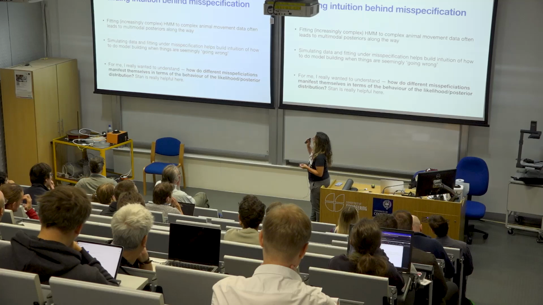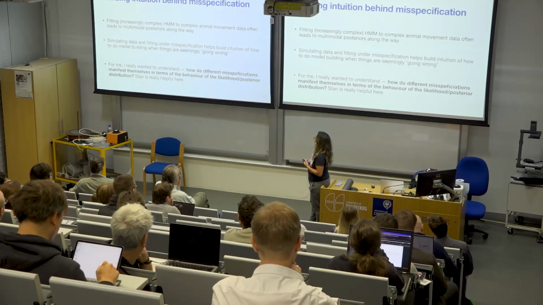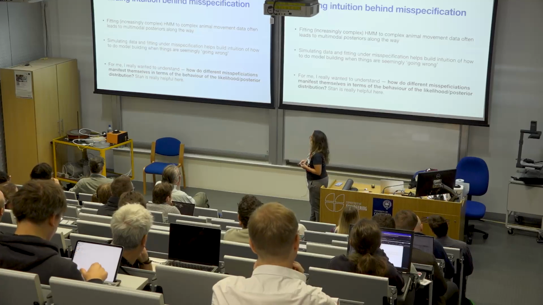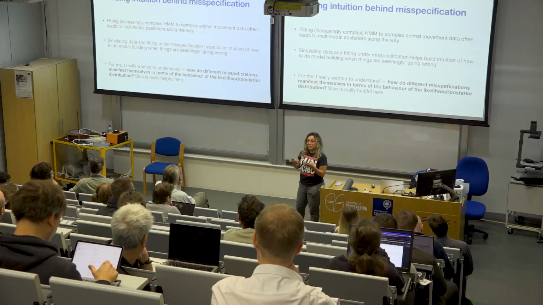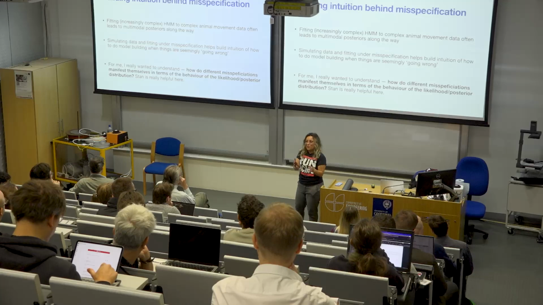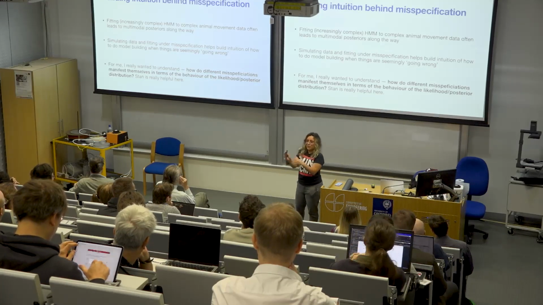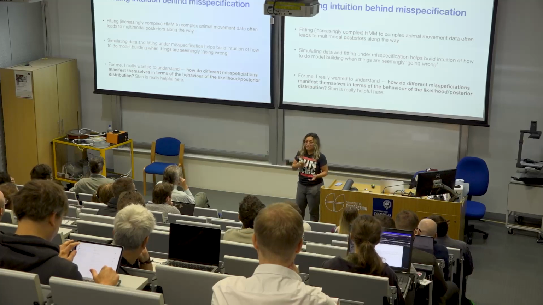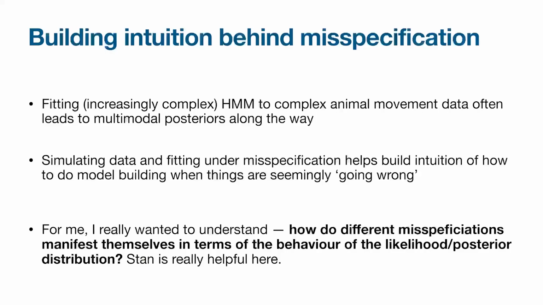So you get multimodal posteriors, but simulating data and fitting under misspecification helps me at least build intuition of how to do model building when things are seemingly going wrong, right? And it's really important for me, I think, and my students and others to understand when you get results, what went wrong, how can you use that information then to build your model, to make it better, to get better data, to do something different. Okay? And how different misspecifications manifest themselves in terms of the behavior, the likelihood, and the posterior distribution. Because in HMMs, as soon as you misspecify one thing, it's kind of over.